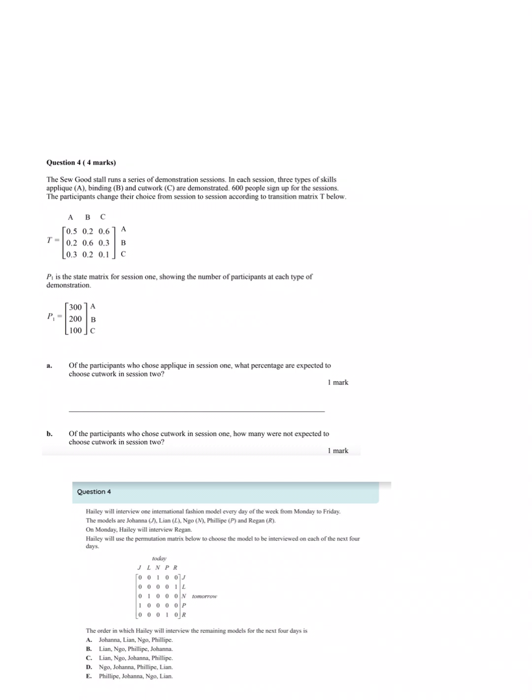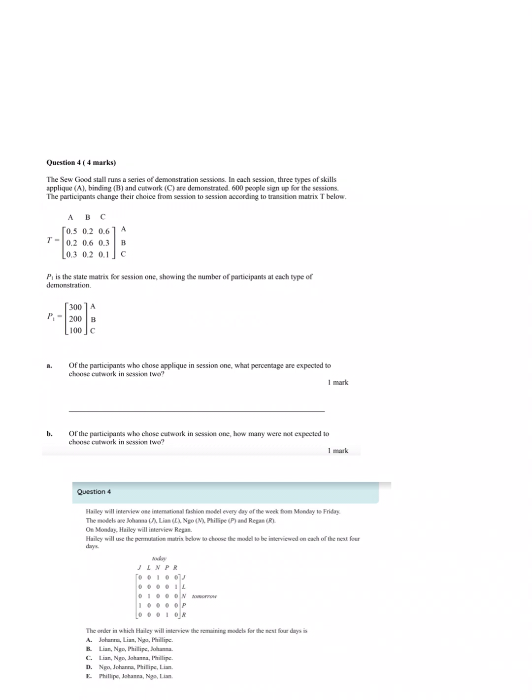In each session, 3 types of skills, applique, binding, and cut work are demonstrated. 600 people sign up for the sessions. The participants change their choice from session to session according to the transition matrix T below. Okay, P1 is the state matrix for session 1, showing the number of participants in each type of demonstration.